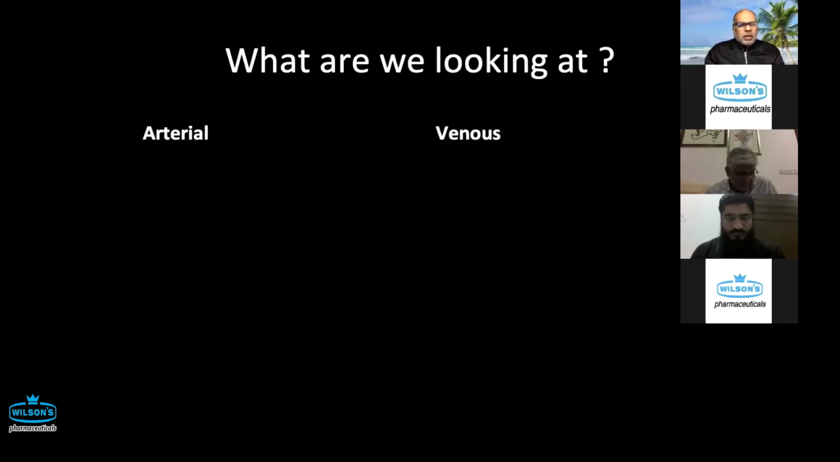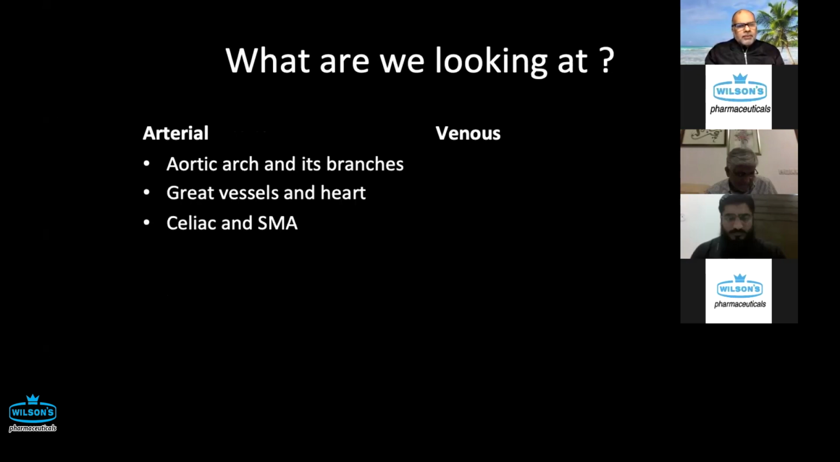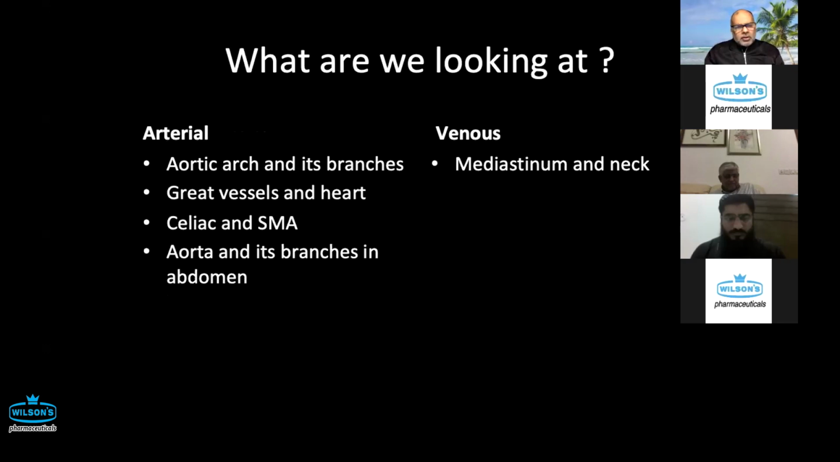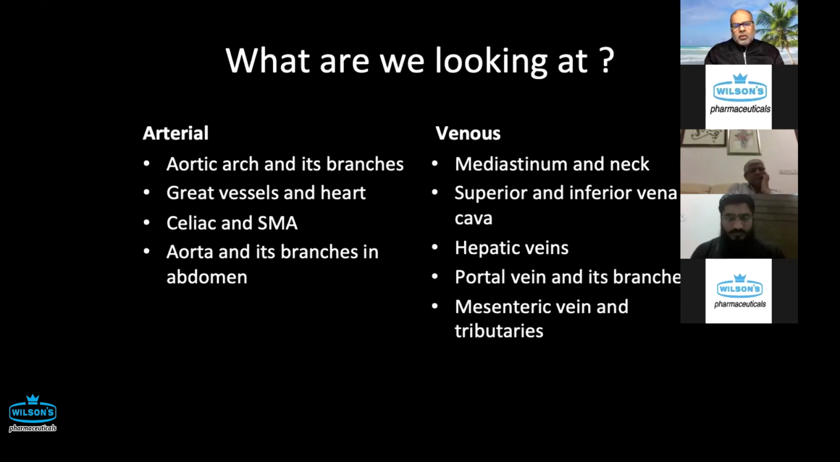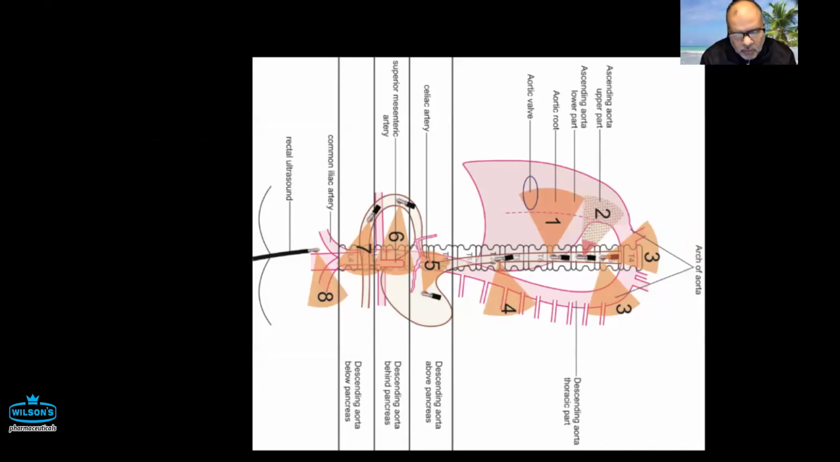So what are we looking at? We're looking at arterial and venous things, and the aortic arch and its branches, great vessels in the heart, and celiac and SMA. I have included celiac and a little bit of SMA in the mediastinum because once you rotate the scope and you're trying to go into the abdomen, you see these basically in the thorax also. So aorta and its branches in the abdomen, but that's not what we're going to discuss. And superior and inferior vena cava, mediastinum, this we are going to discuss along with the heart. And of course, hepatic vein, portal vein, these are relevant, but they are usually included in the abdominal examination.